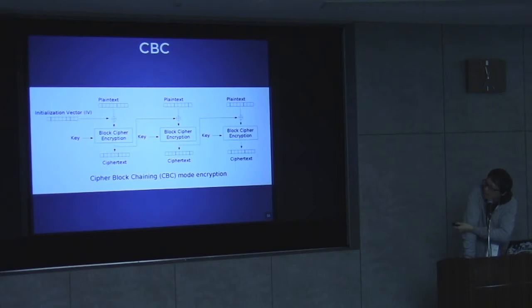Okay, and use the key. So you use the block cipher encryption and get the first ciphertext. Then use the ciphertext, and the plaintext and the key to get the second ciphertext, and so on. And all of them together give you the encrypted result.